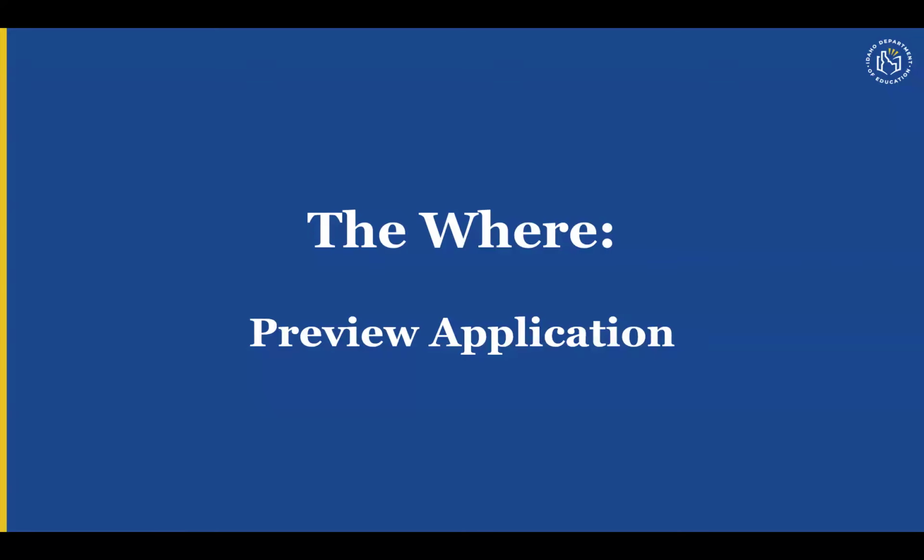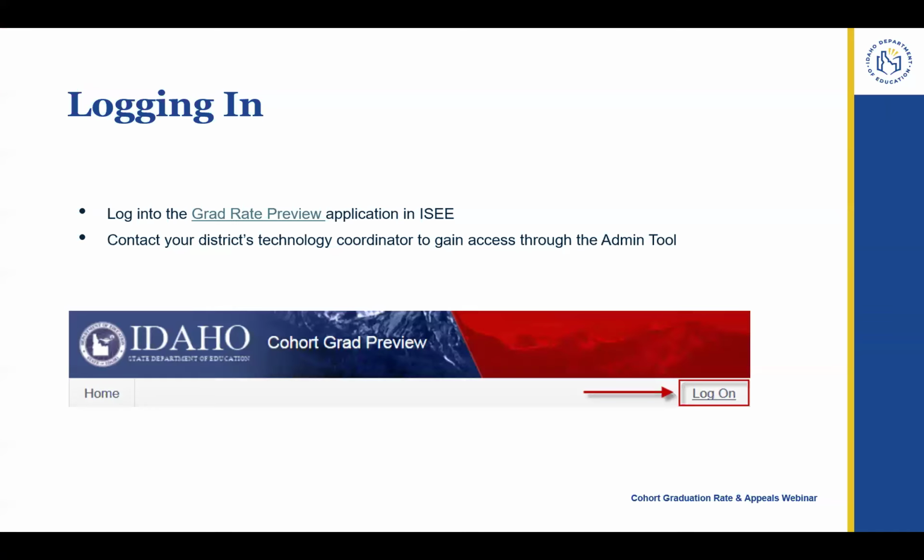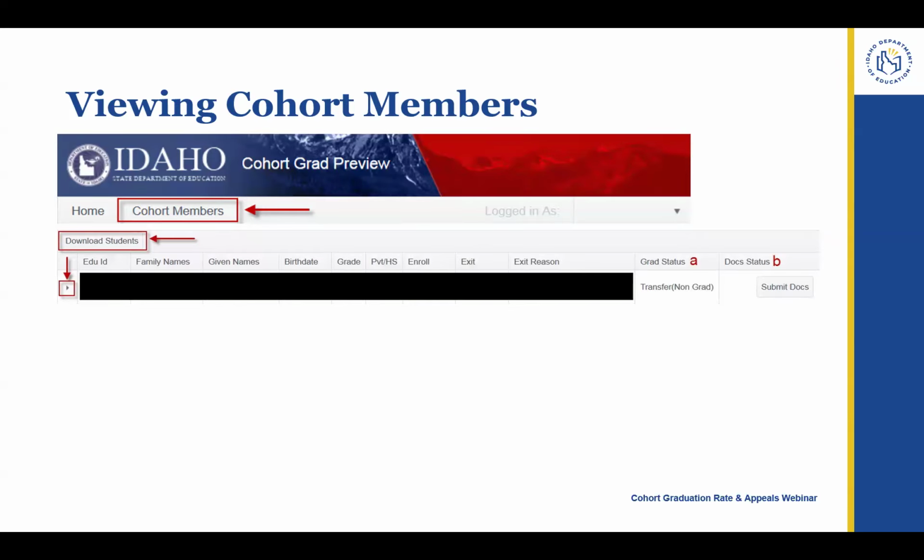We're now going to review how to access the preview application and some system enhancements. You can access the application from the Education Application Portal in IC, or by clicking on the link in this slide or in the cohort grad rate manuals. If you need to gain access through the admin tool, do that by contacting your district's technology coordinator. Once you're in the preview application, you can click on cohort members, and then you can select which cohort you would like to view.